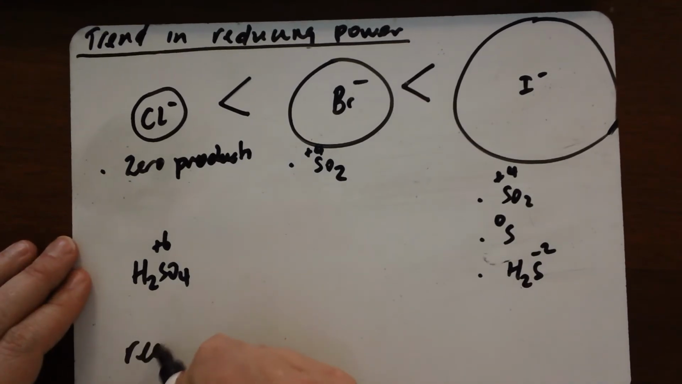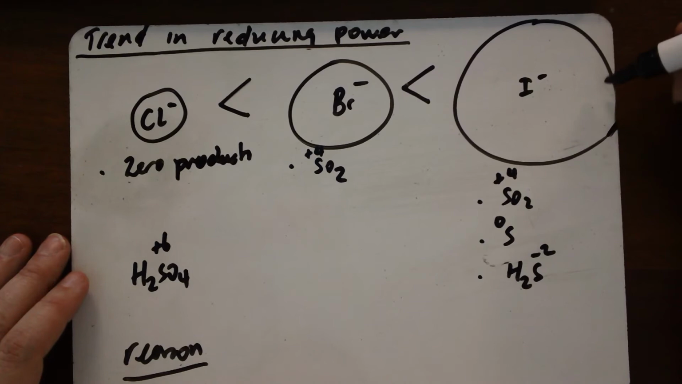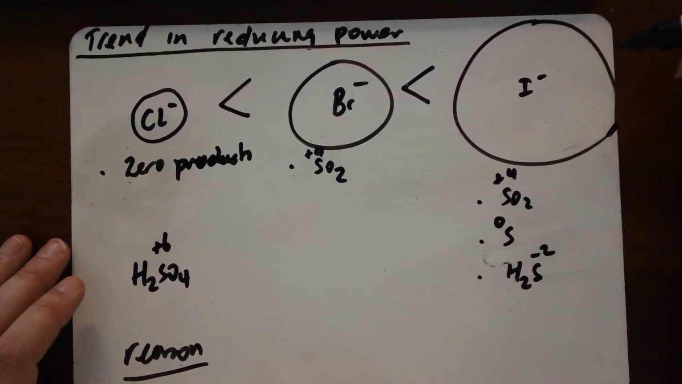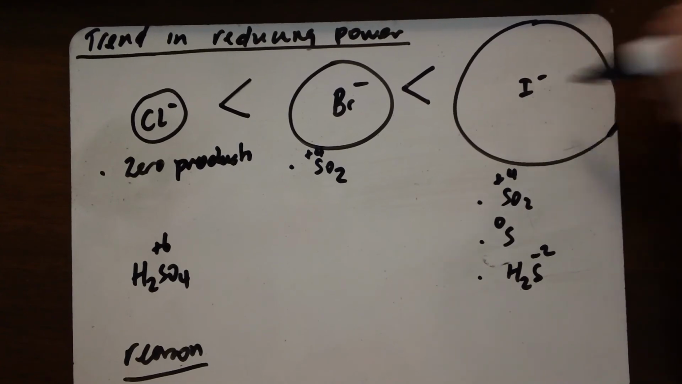Now, the reason for it is because it's easier to lose electrons from a larger radius because there's more shielding and therefore a weaker overall electrostatic force of attraction holding these electrons to the nucleus.